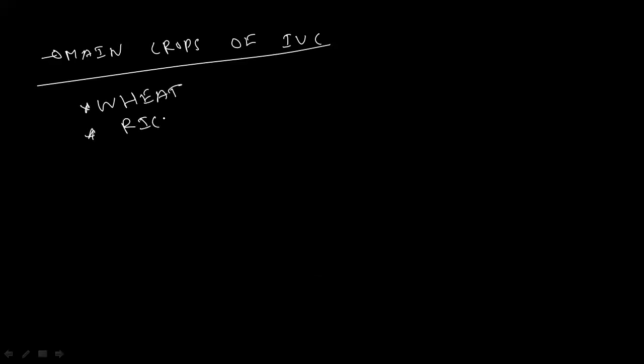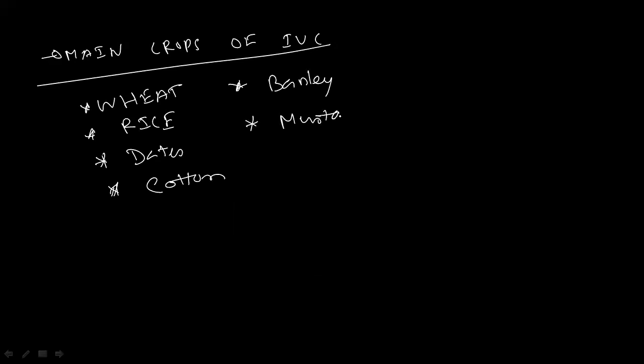Now the main crops of Indus Valley civilization were wheat. Next one is rice. Next one is dates. Next one is cotton. Next one is barley. Next one is mustard. And these are the main crops of Indus Valley civilization.